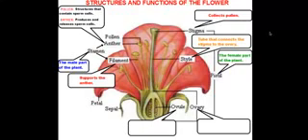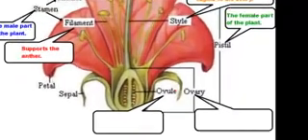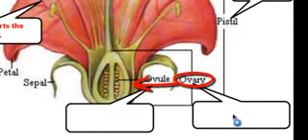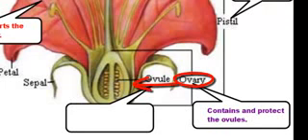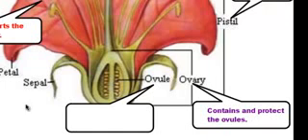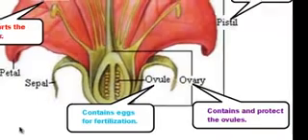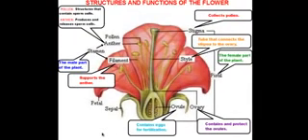And then when we get down to the bottom of the style, we have this rounded structure called the ovary, and the ovary's main function is to contain and protect the ovules. Now you might be wondering, well, what's so great about the ovules? Why do they need protection? Well, don't forget, the ovules are the female parts of the flower, so the ovules are going to house the eggs that are needed for fertilization. So those are the different parts of the flower. Let's take a look at what the process of pollination looks like.